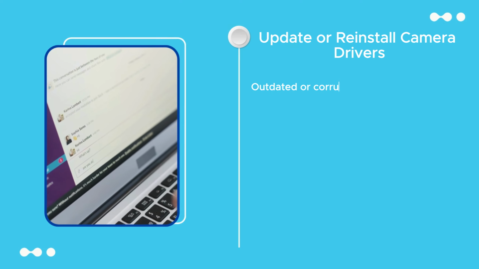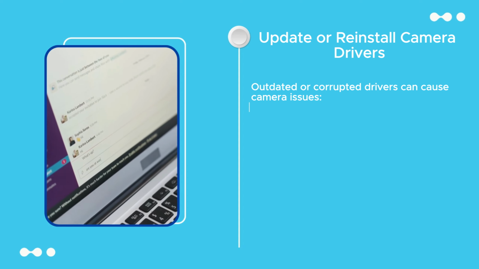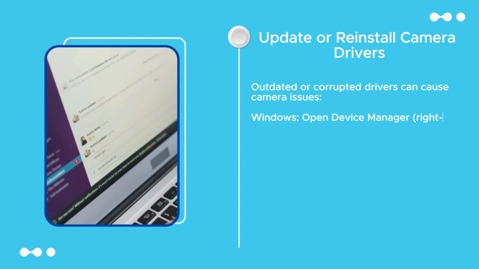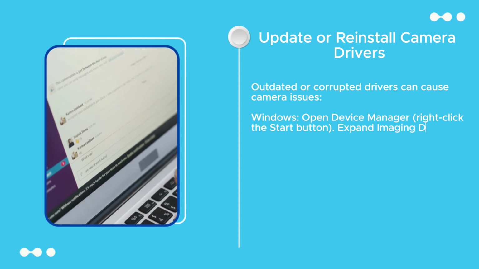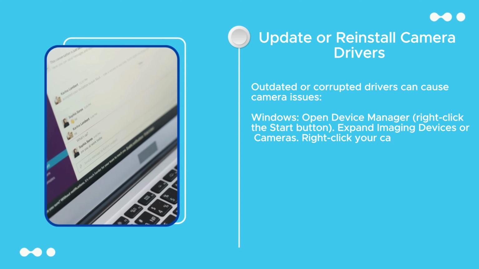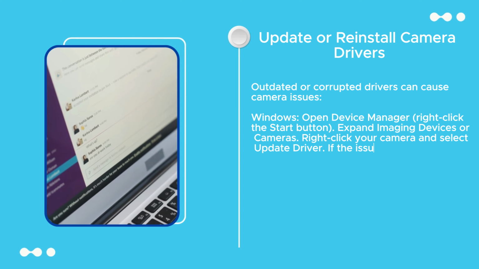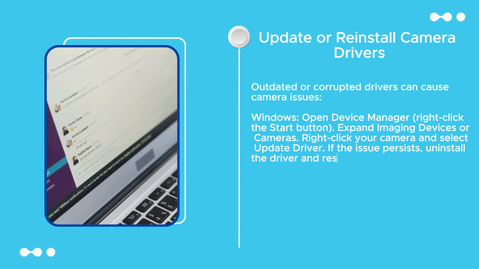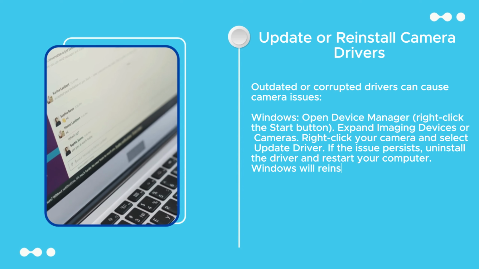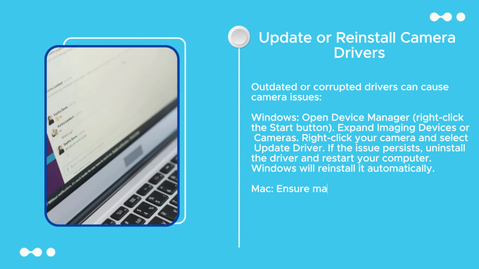Update or reinstall camera drivers. Outdated or corrupted drivers can cause camera issues. On Windows, open Device Manager. Right-click the Start button. Expand imaging devices or cameras. Right-click your camera and select Update Driver. If the issue persists, uninstall the driver and restart your computer. Windows will reinstall it automatically.